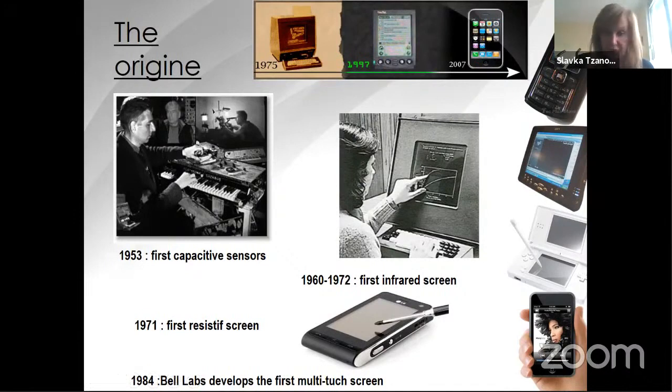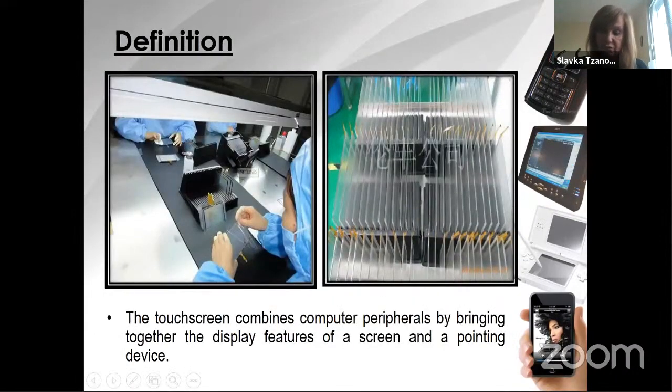In 1984, because all these first touch screens identified only one point, the coordinates of the point where the touching was done, Bell Labs in 1984 developed the first multi-touch screen, something that we know very well, with which we can enlarge or change the dimensions of the images on the screen.